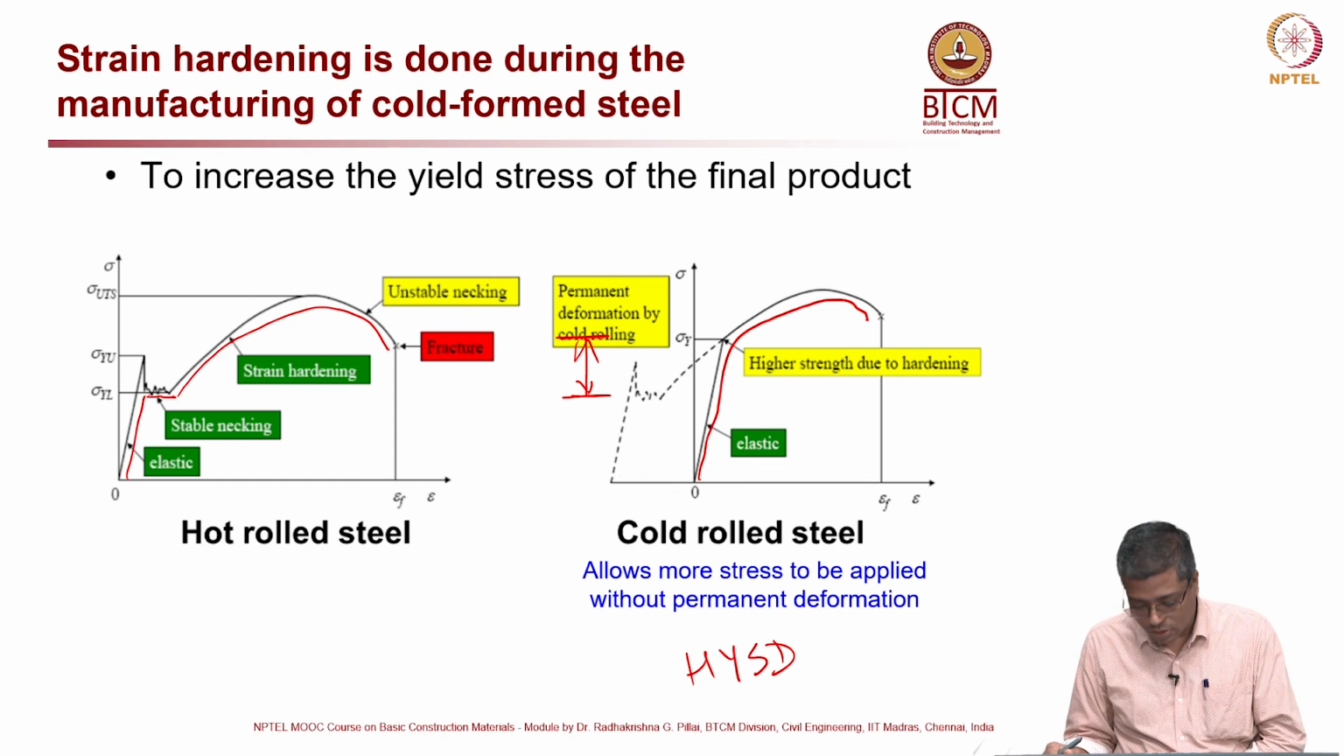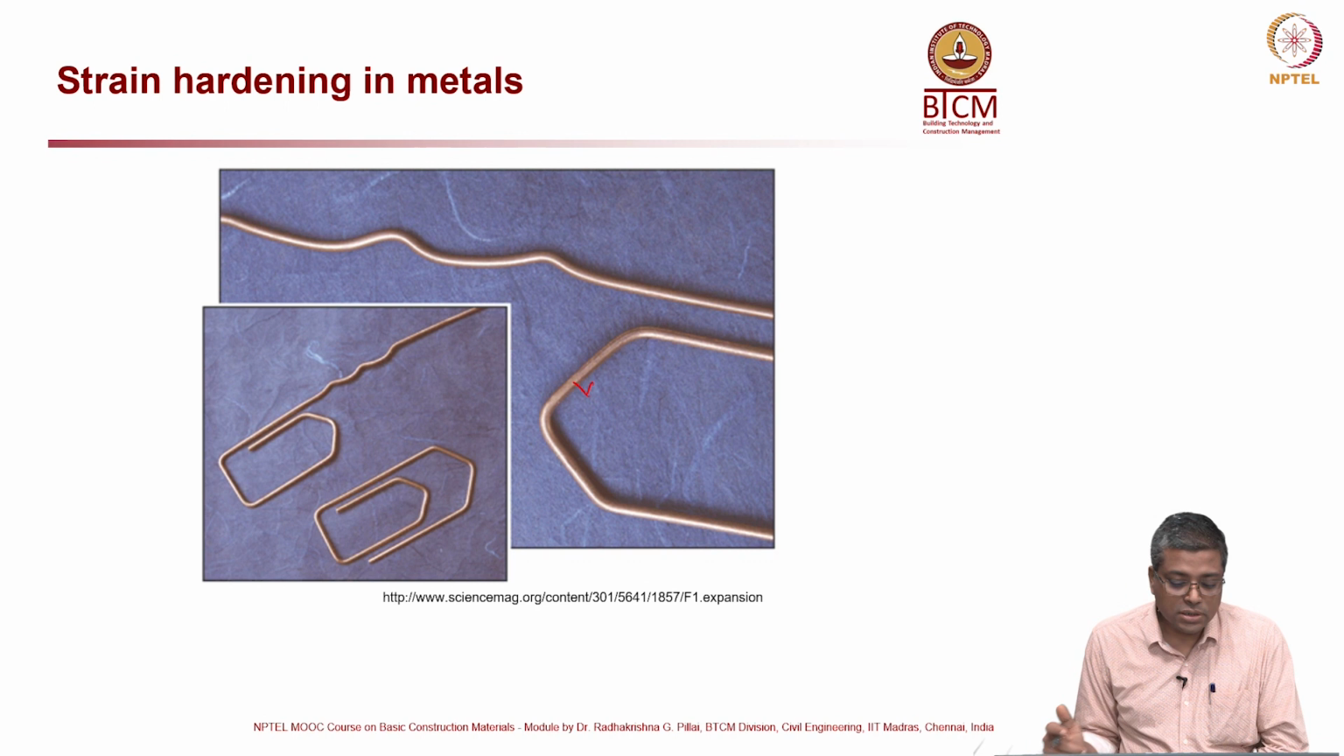Or the final product which is used in concrete will have a higher yield strength. So, there is no change in the chemical composition of the steel, that is important to note down here. It is just the manufacturing procedure which is changed, so that the yield strength of the steel is more. Now, strain hardening, this is an example which you may want to practice.